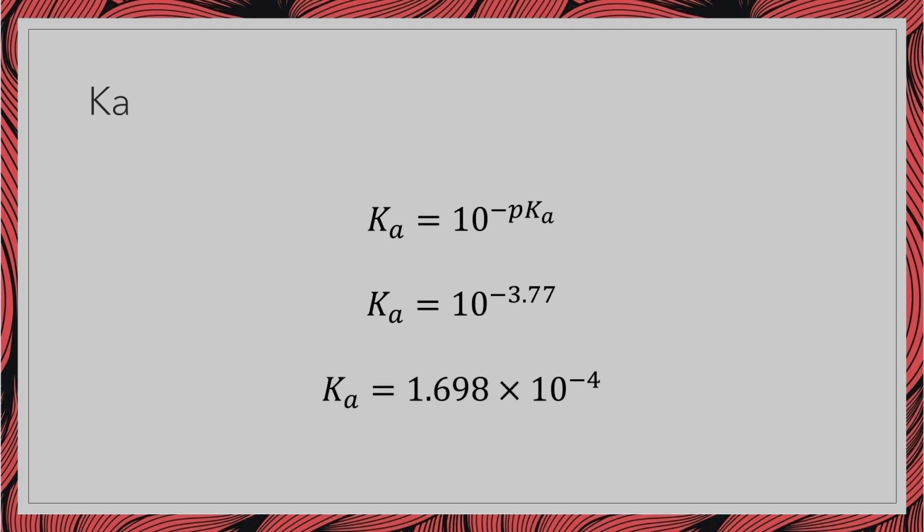And yeah, so we need to find that. So firstly, we were given pKa. Again, we need to find the Ka value. So it's 10 to the minus pKa, which is 10 to the negative 3.77, which is 1.698 times 10 to the negative 4.